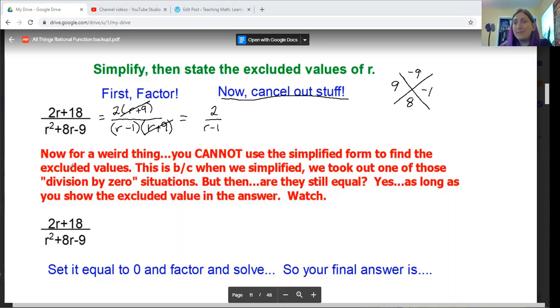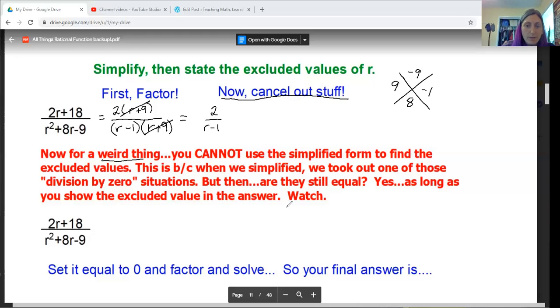Okay, now, like I said, there's a weird thing. Here's the weird thing. We cannot use the simplified form to find the excluded values. Okay, we can't say, oh, the excluded value, it's just 1. Not gonna work. We have canceled out one of those values that would have made this a 0, right? Either r is equal to 1 or r is equal to -9. Either of those values plugged in here is gonna make this whole thing 0, okay? So if you say that 1 is your excluded value, you'd only be half right. It's only one of the excluded values. When you cancel this out, you're canceling out one of the possible excluded values, okay?